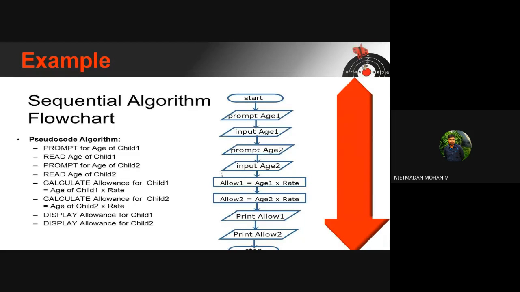In the pseudocode, the input of the rate has been left out. I will give you one example. The first child's age is 5 and the second child's age is 7, and the rate per age is 2. What will be the output of allow 1 and allow 2?